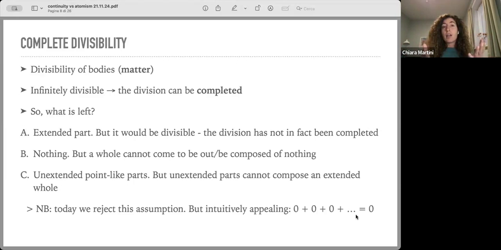Intuitively, it makes a lot of sense to say that if you have zero and you have zero and you have zero and you have zero, well, you can go on forever, but you're still left with zero. So that option is also not viable. So what do we do? Well, this is the situation that the atomists face.